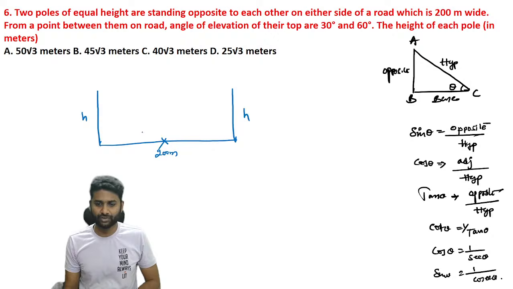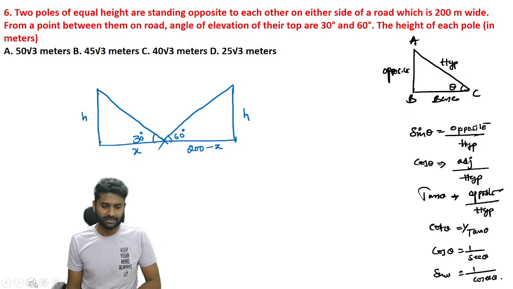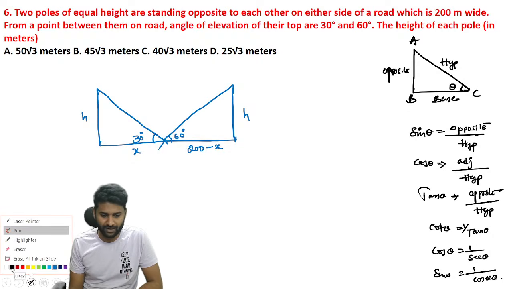This is the angle of elevation to their tops, from bottom to top. One angle of elevation is 30 degrees and the other angle of elevation is 60 degrees. Now the question: what is the height value? As you know, let us take the distance as x, then definitely this other distance is 200 minus x. These are the information; let's find the value of height.